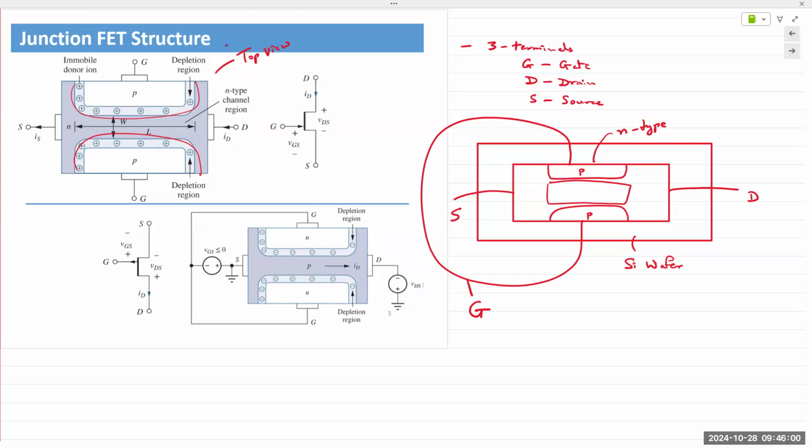So there are two PN junctions in this device. We have an N-type channel, and you create or implant P-type material on both sides of the channel, which creates two PN junctions. So there are two depletion regions that are completely devoid of charge carriers. Does that make sense to everyone? So there are two PN junctions in there.